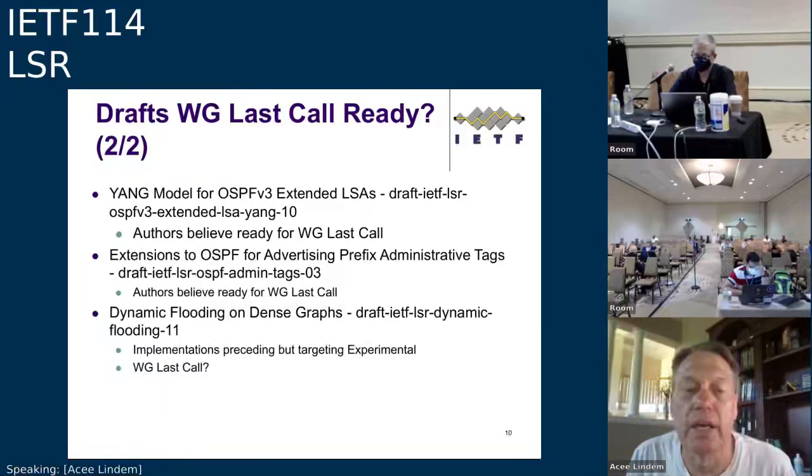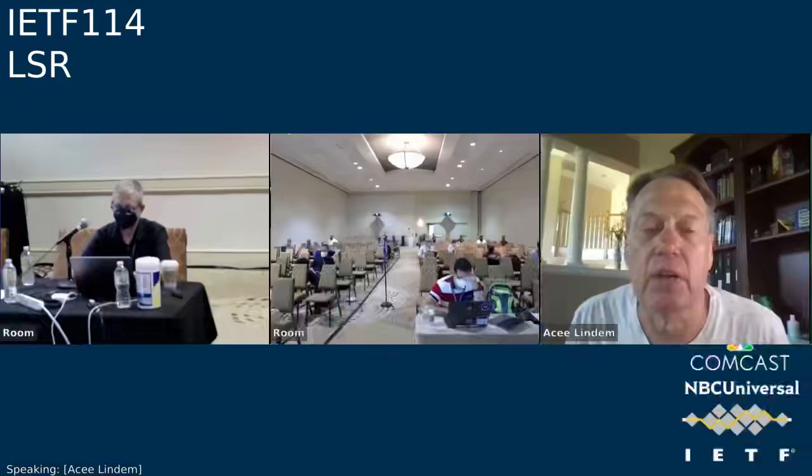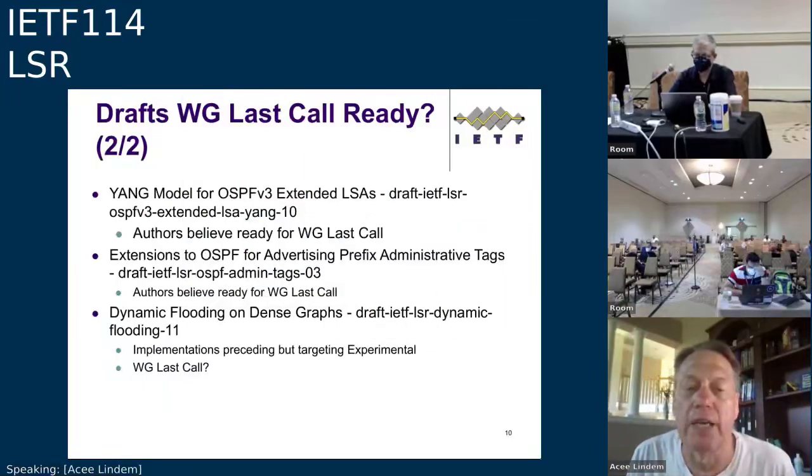Next slide. Oh, no, stay here. Dynamic flooding for dense graphs. The working group did a lot of work on this. I say implementations proceeding. This has kind of slowed down for one reason or another. There's one implementation of it. We talked about the authors, and we're thinking of targeting experimental and publishing it.